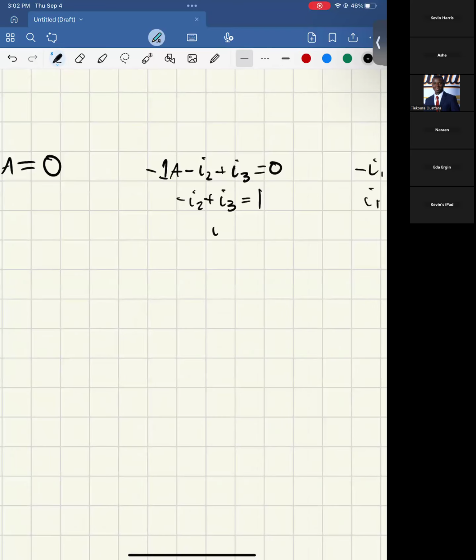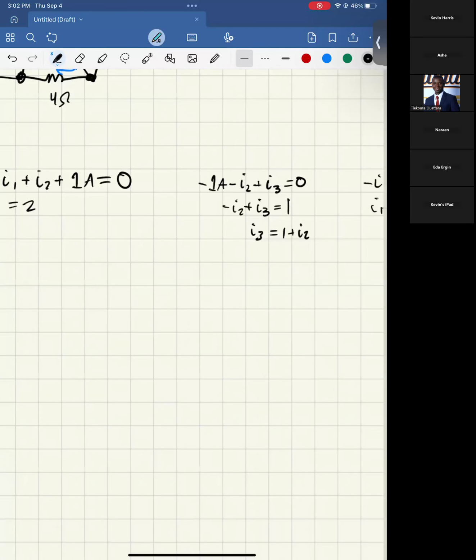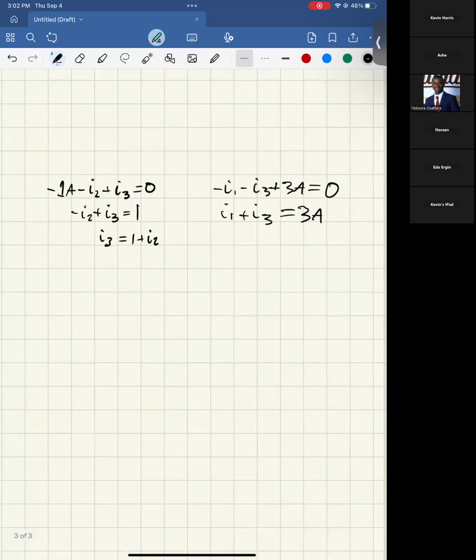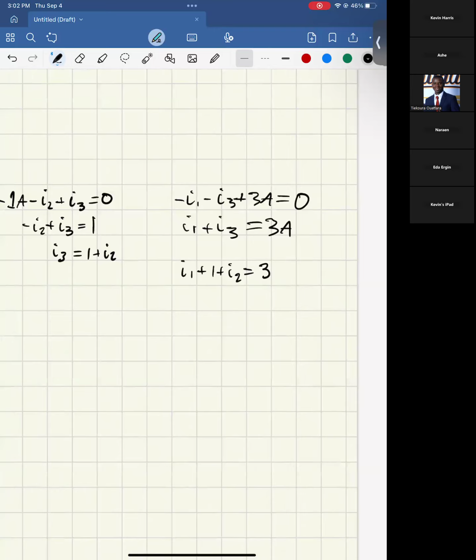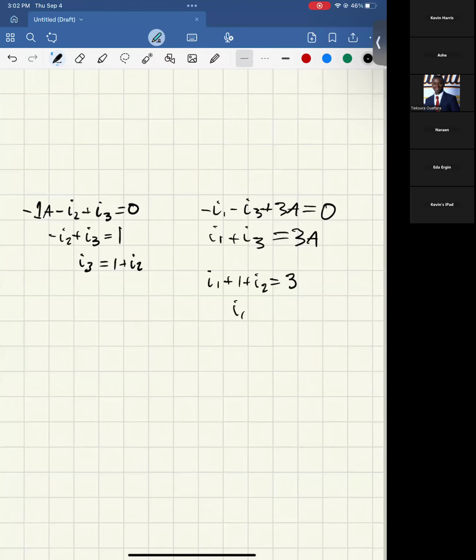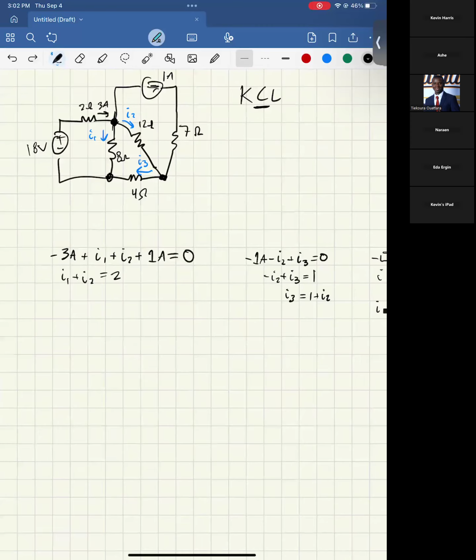So here if we say I3 equals 1 plus I2, then we have a value for I3. Plug that in over here. I1 plus 1 plus I2 equals 3. And then we can define, this is probably not the best way to do this, I'm just doing this very haphazardly, I1 equals 2 minus I2 if we move everything over to the other side. And then we can take that over here where we have I1.